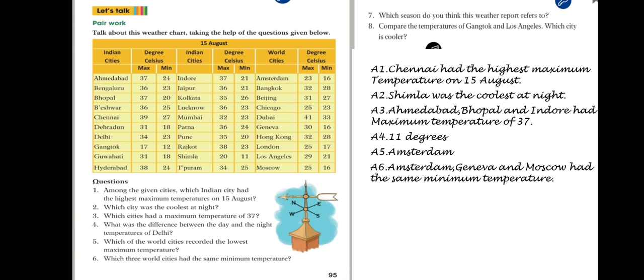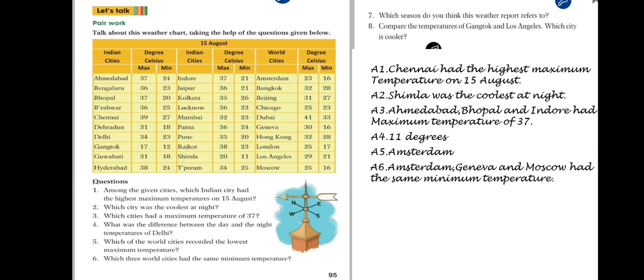Now answer 6, which three world cities had the same minimum temperature? So the same minimum temperature, that is minimum temperature 16 degrees, you can see in world cities. So you will see the world cities column only. So Amsterdam, that's having a minimum temperature of 16. Then Geneva also 16 degrees. Then Moscow also 16 degrees. So obviously Amsterdam, Geneva and Moscow had the same minimum temperature.